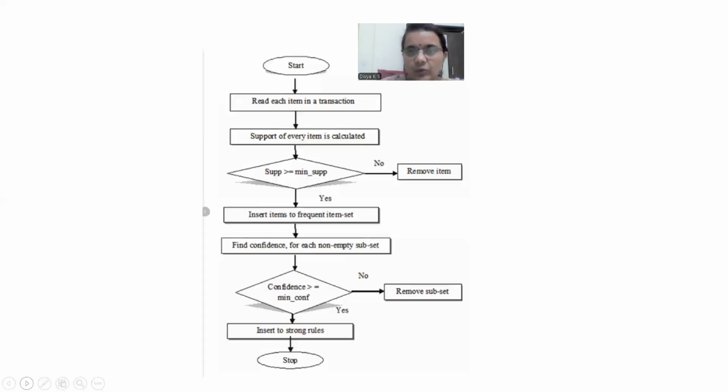Now we will see the flowchart of how it works. Once we start this flowchart, we read all the items, that means we count the frequency of each item and compare the frequency with the minimum support. If it is greater than or equal to the minimum support, then we insert this item into the FP tree. Again we continue with the same process, checking each non-empty subset's frequency against the minimum support, and finally we get very strong association rules. Okay, this is the flowchart.